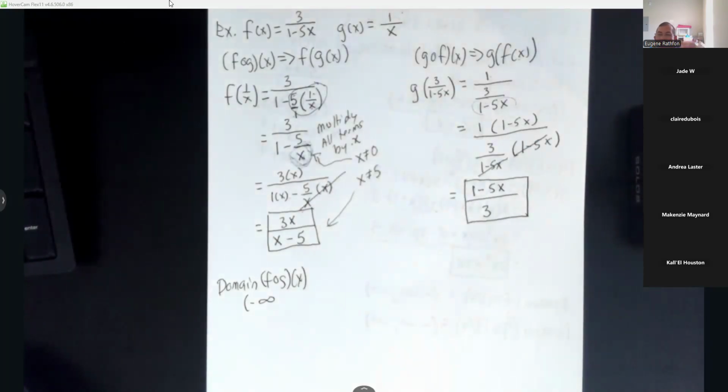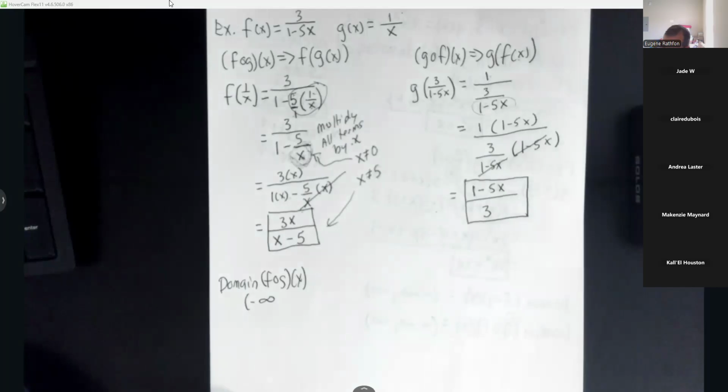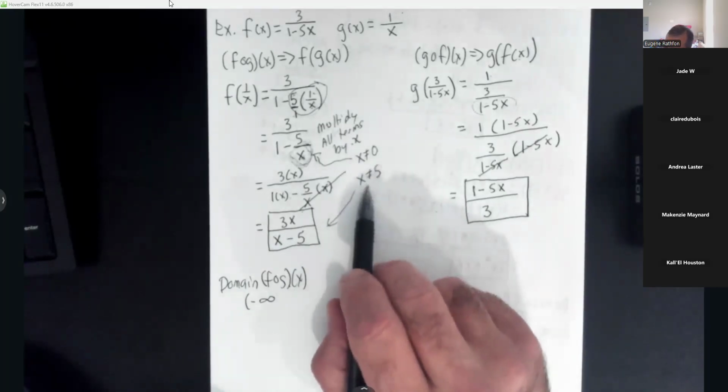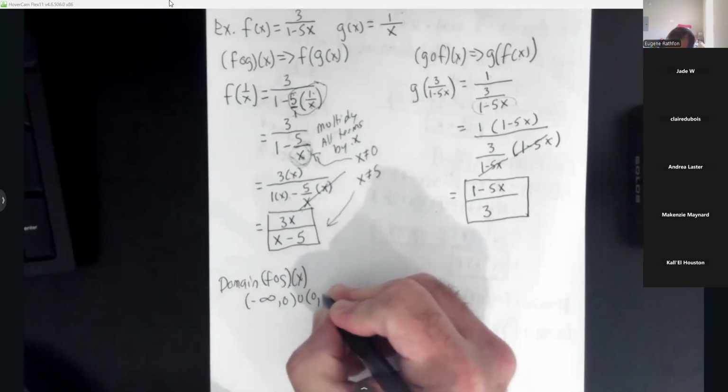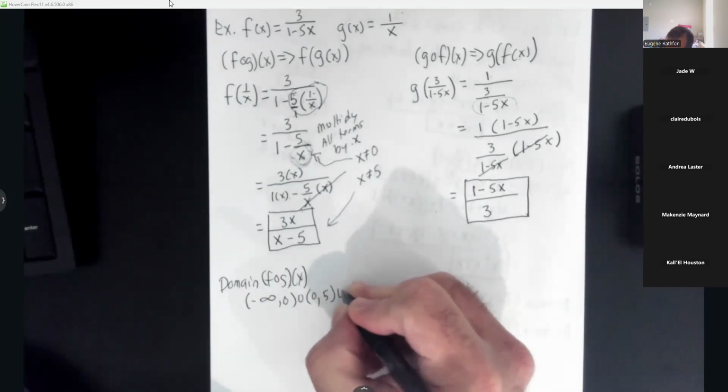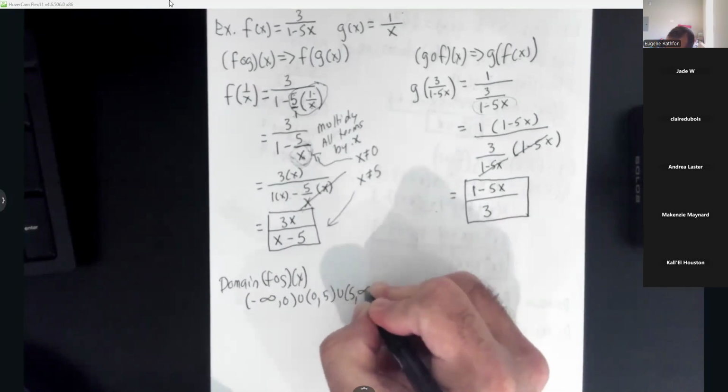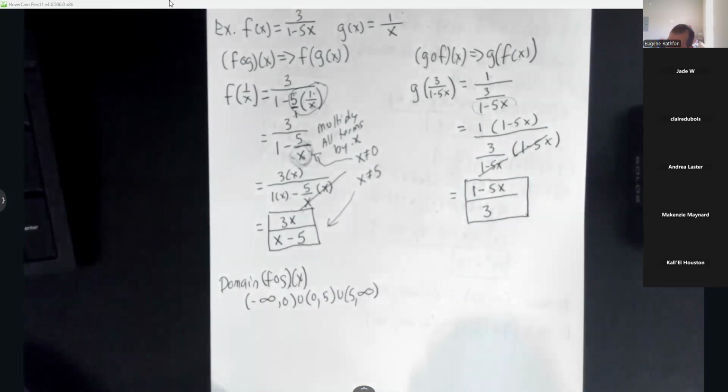So you have to look at every step and see if there are places where you have these fractions. All right, so 0 and 5. 0 would come first, union around 0 to 5, and then union around 5 all the way to positive infinity.